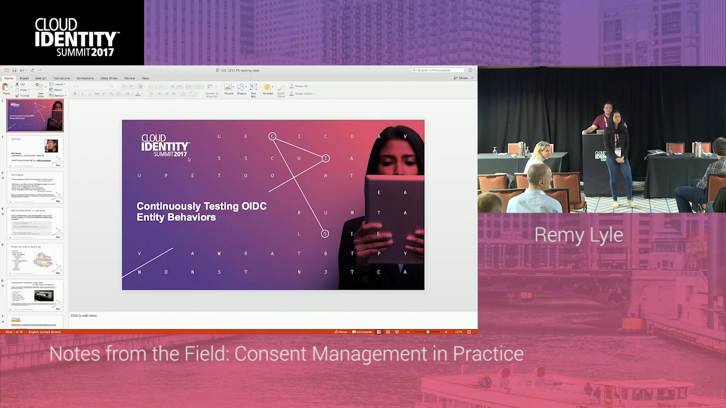Okay, so there is no separation of a decision engine and an enforcer. They're basically the same thing for consent. Yeah. Okay. Thank you.